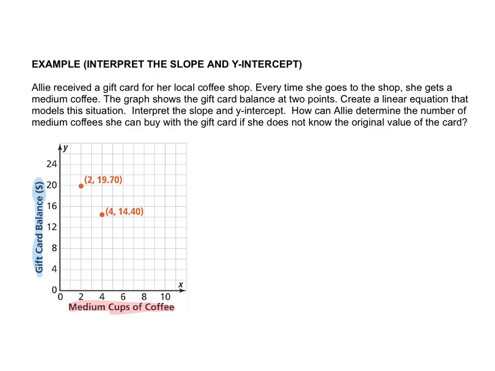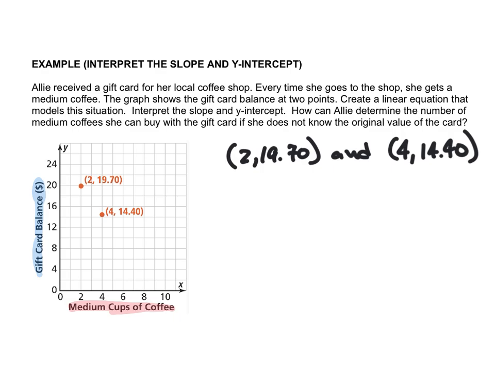So when we have these points, they mean something. When x is 2, that means 2 medium cups of coffee have been purchased, and the balance left on the gift card is $19.70. So I'm going to write these points out: (2, 19.70) and (4, 14.40).